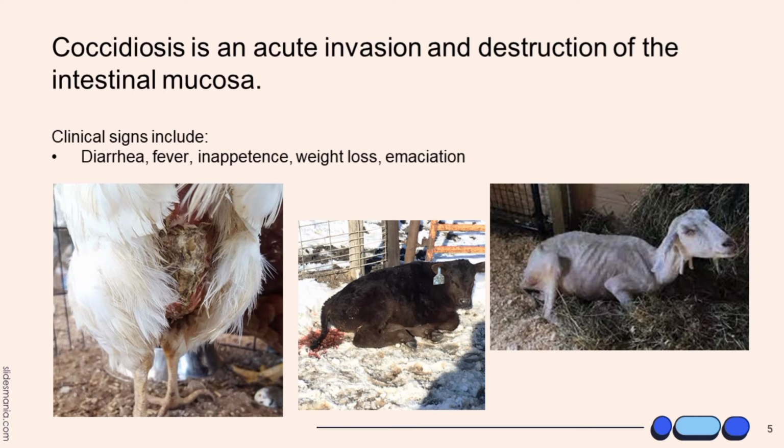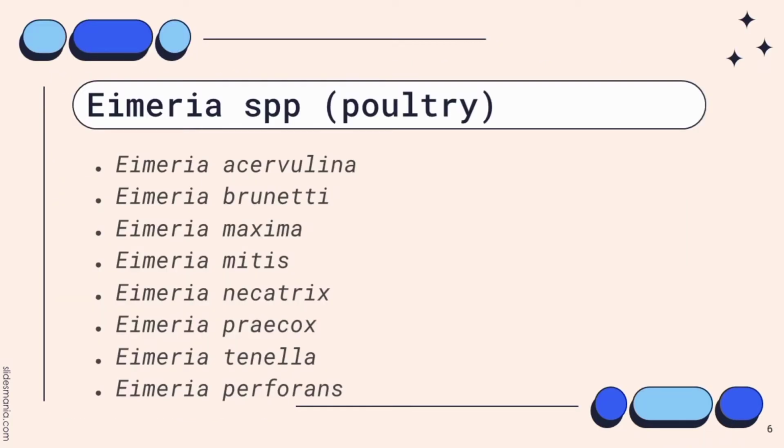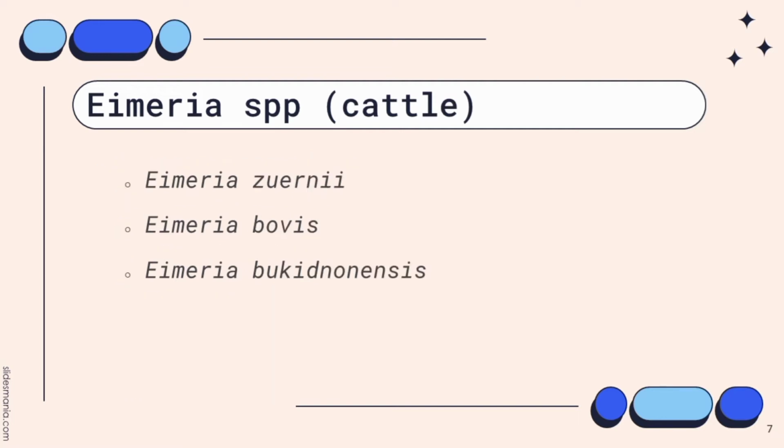So we have here the different species of Eimeria for poultry. And we have here for the cattle, goat, and pigs.